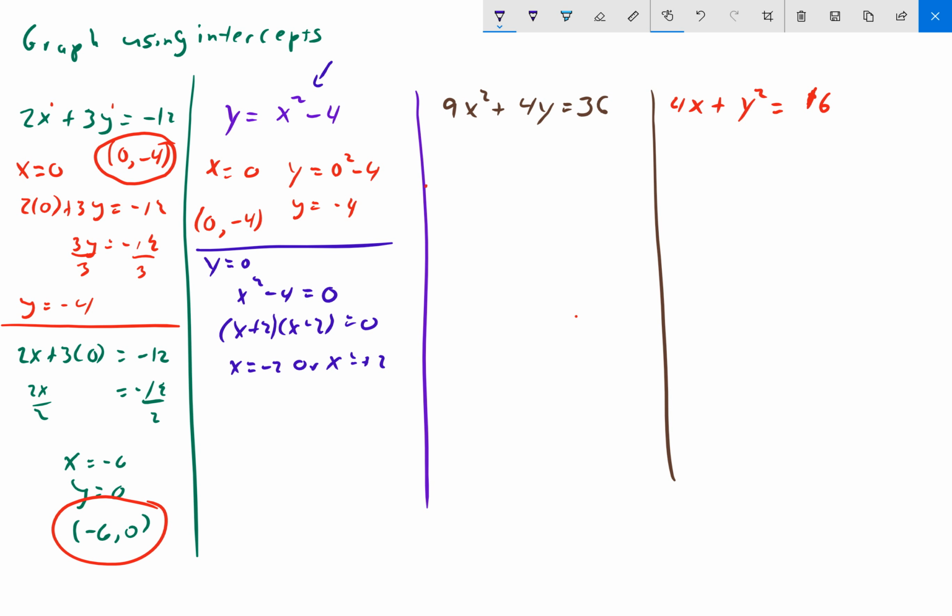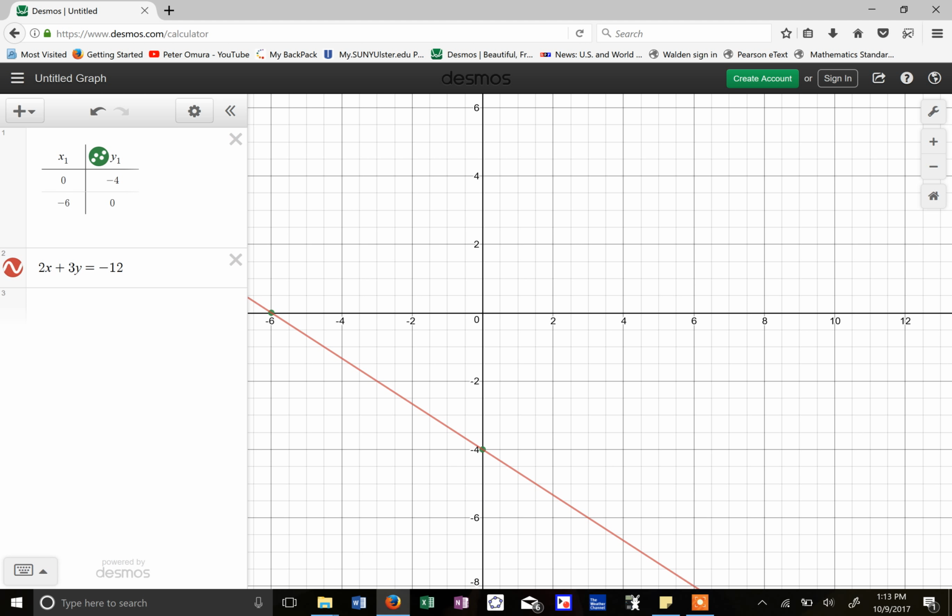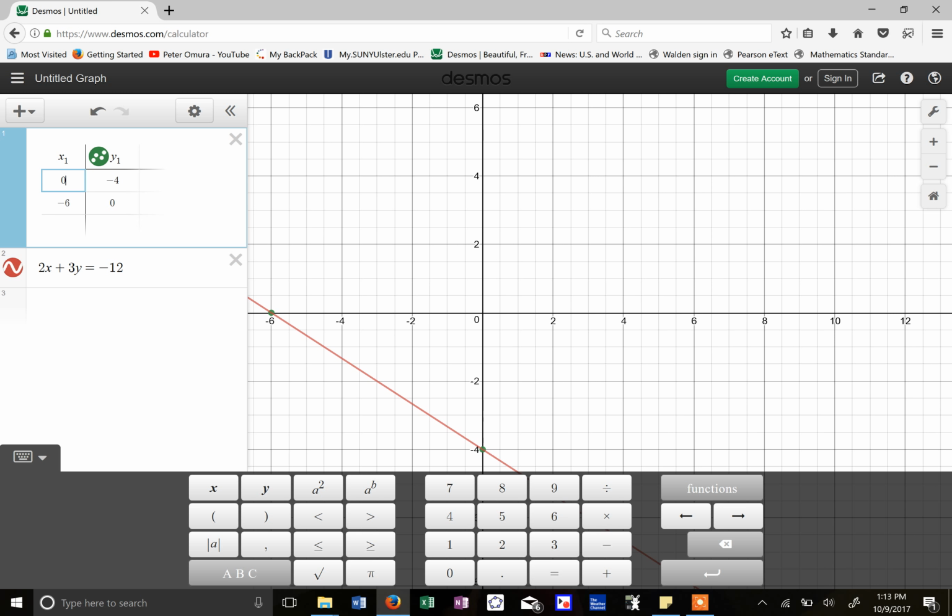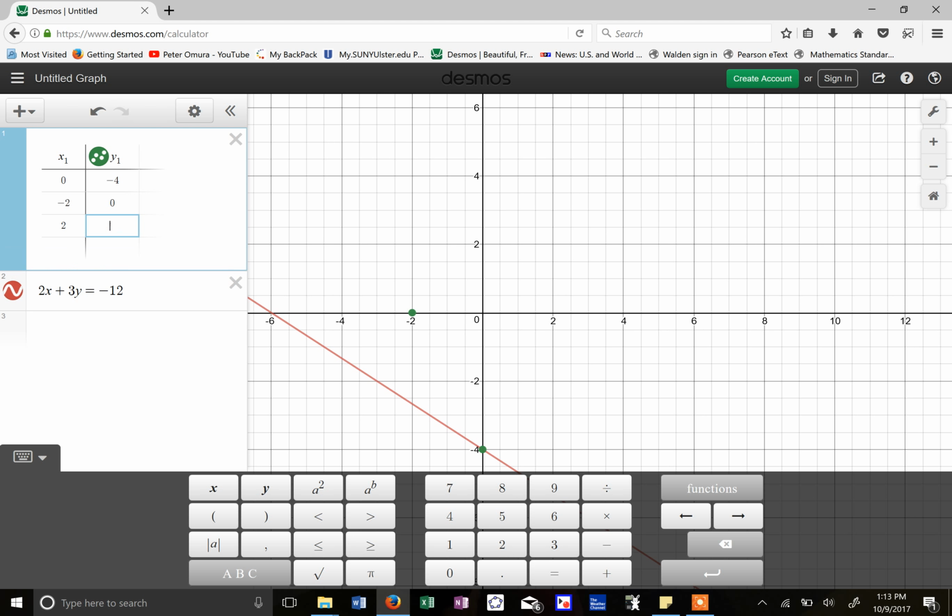And what I'm hoping you're going to see here is this. Since I now have -2, 0 as one of my intercepts, or +2, 0, and I also have 0, -4. So if I go to my Desmos again, I have 0, -4, and then -2, 0 and +2, 0. All right. So if I go back, I'm going to type in when x is 0, and then -2, 0, and then I also have +2, 0.